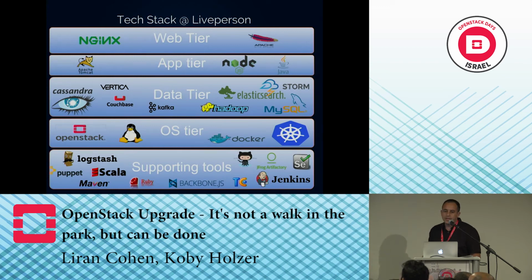Zooming out a bit from the OpenStack, this is the tech stack that we use at LivePerson. As a SaaS company, of course, our web and app tier are very, very big with a lot of instances on them. And they are all 100% run on OpenStack. We also have a very big data tier, and some of it runs on OpenStack, not all of it. And we use Logstash, of course, the ELK package for the logs. And you can also see that we are heavily invested in Docker and Kubernetes.